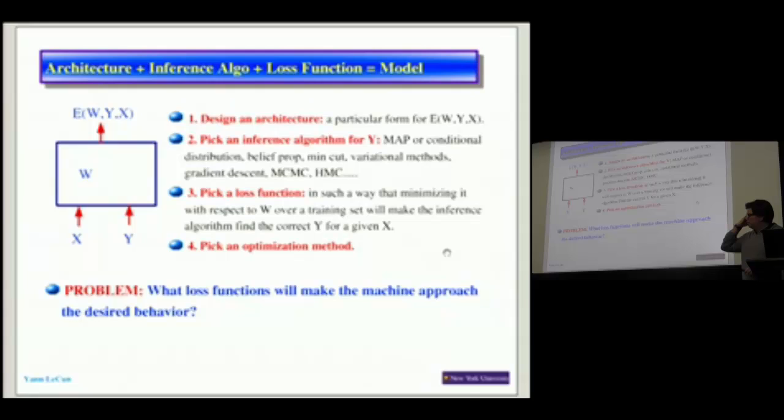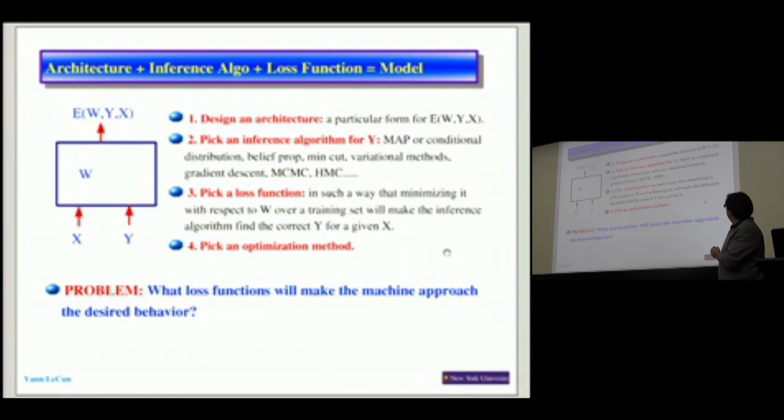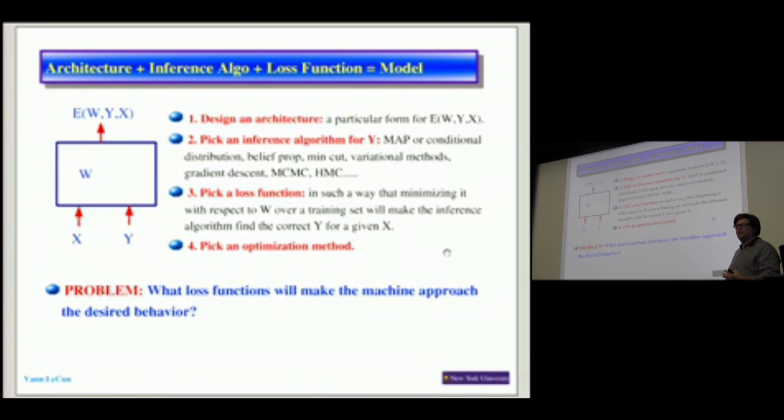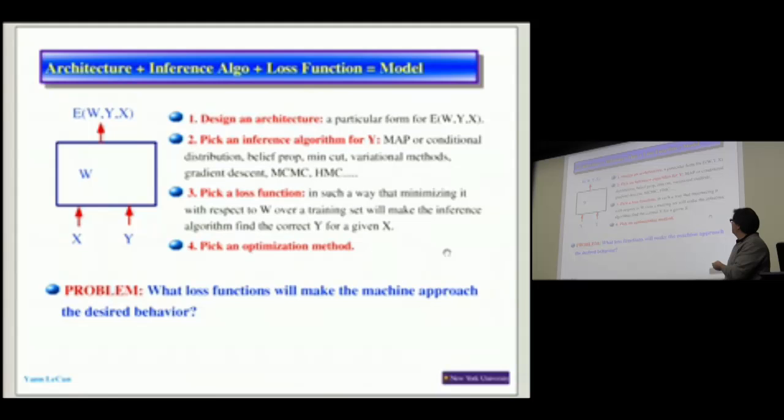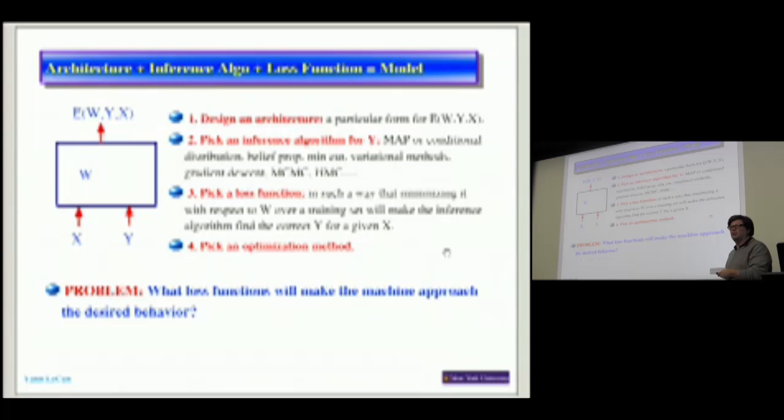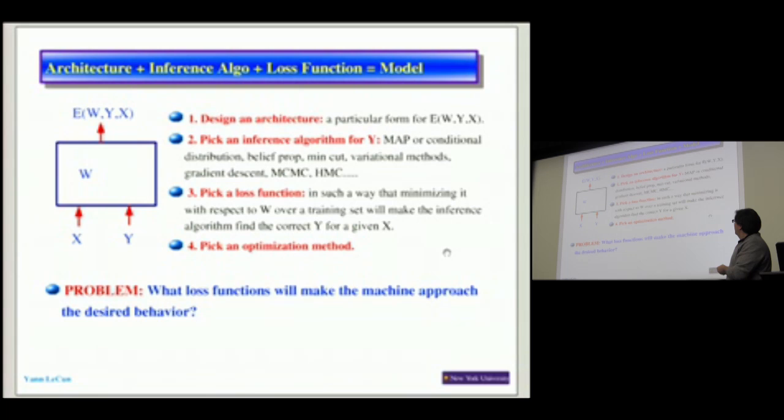Okay, so we need 4 elements. First is an architecture, which is a particular form for E, and we'll see a few examples. This function can be very complicated. It can have a convolutional net in it or something like that. The second one is we pick an inference algorithm for Y, so it's whatever algorithm we use to find the Y that minimizes E for a given X and the current value of W. It could be an approximate inference algorithm.